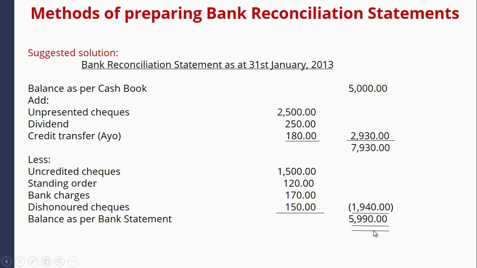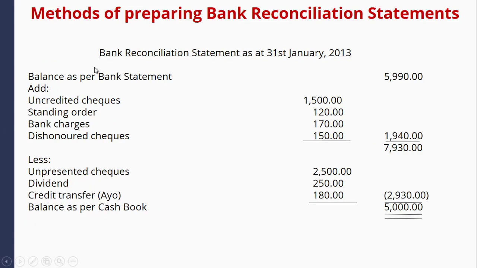So we can also start with the balance as per bank statement, and we are going to get the balance as per cash book. Let's look at the next solution to see how to start with the balance as per bank statement to get the balance as per cash book. Now let's take a look. We have a bank reconciliation statement as at 31st January 2013. The balance as per bank statement is 5,990.